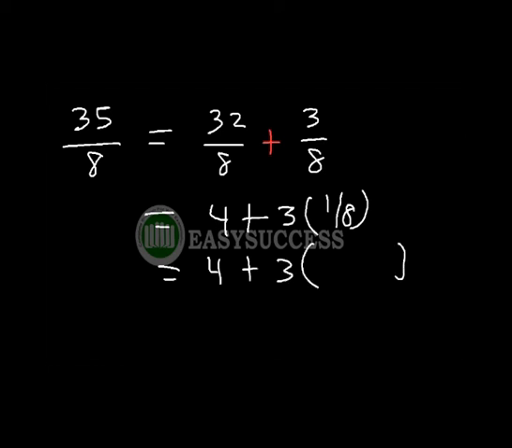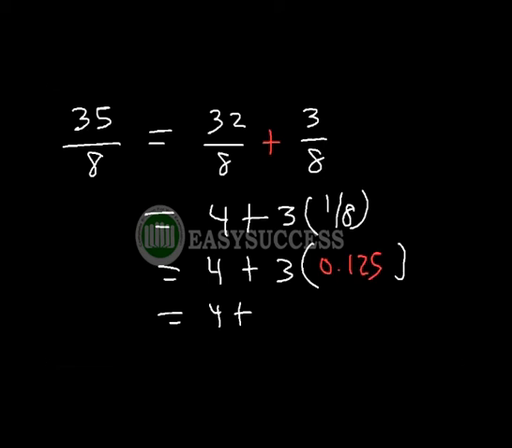Now what's 1 over 8, not as a fraction, but as a decimal? Do you remember the value for 1 over 8? 1 divided by 8 is 0.125. Now what is 3 times 0.125? Or what is 3 times 12.5?